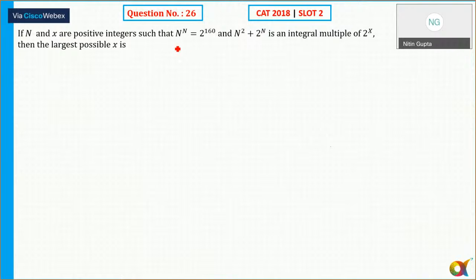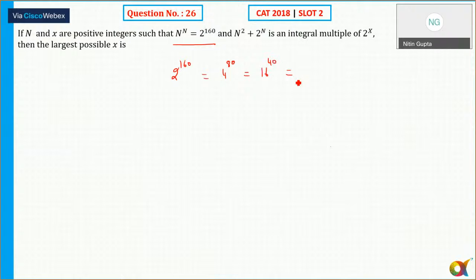It says n raised to the power n is 2 raised to the power 160. So I'll try to write down 2 raised to power 160. Okay. So 2 raised to power 160, I can say this is 4 raised to power 80, since 2 squared is 4. Which is equal to 16 raised to power 40. 4 squared is 16. So 16 raised to power 40.